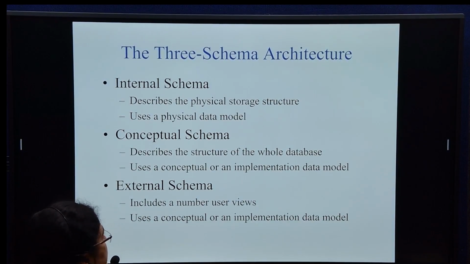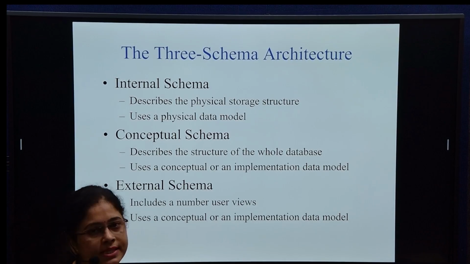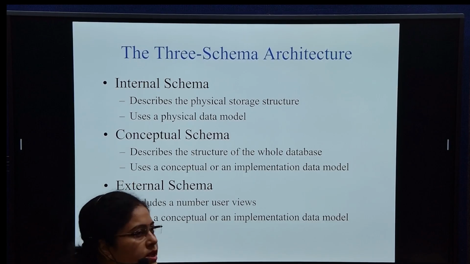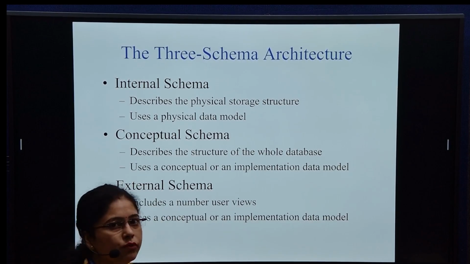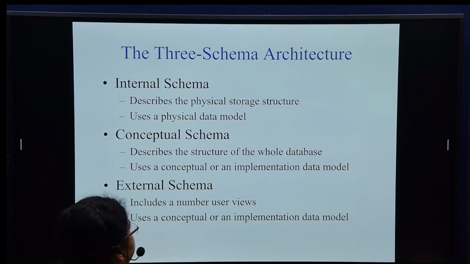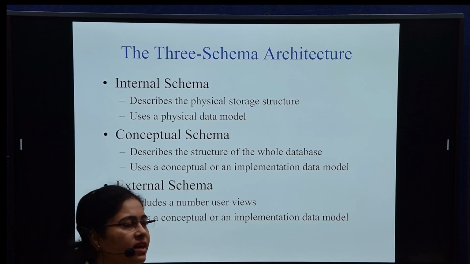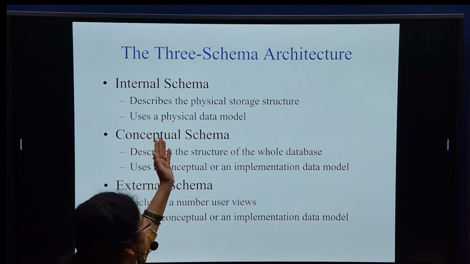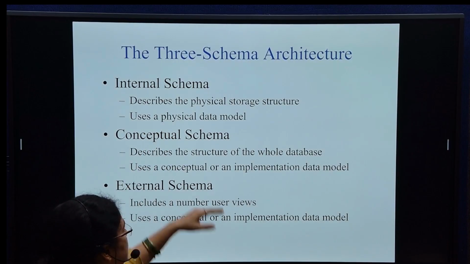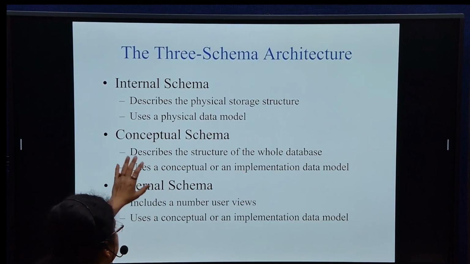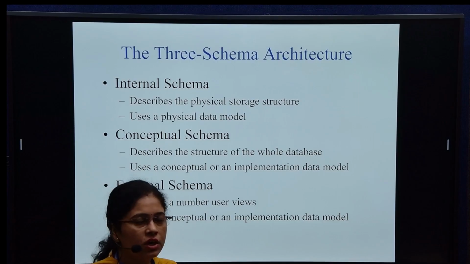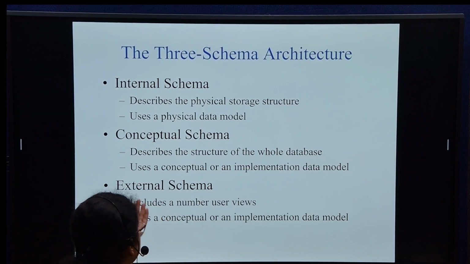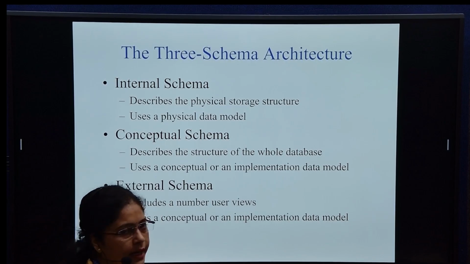Next, moving to the three schema architecture. So we have three schema architecture in the database. The first one is internal schema, then conceptual schema, and external schema. So what is internal schema? As its name suggests, internal schema describes the physical storage structure of the data. Internal schema uses a physical data model. Next is conceptual schema. It describes the structure of the whole database, or we can say it is a blueprint of a database. It uses a conceptual or an implementation data model.